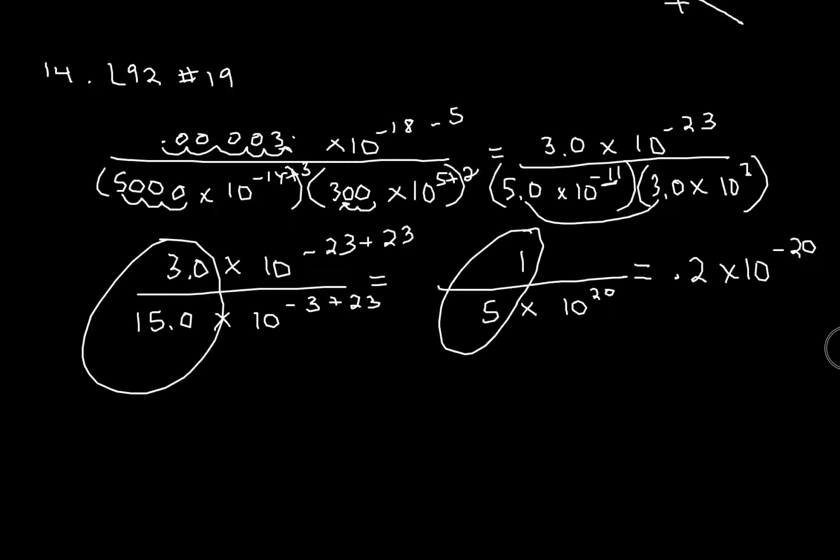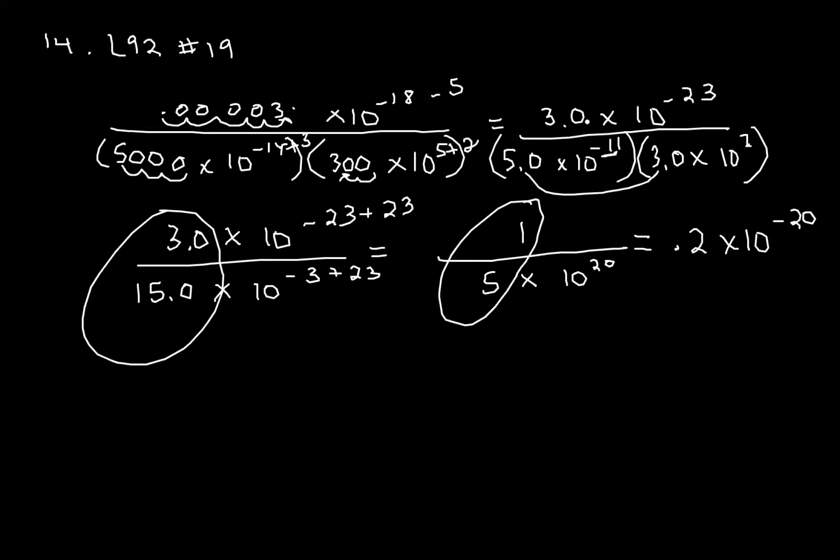Now, is it 1.5? 3 divided into 15. No, that should work because 3 times 5 is 15, and so 3 goes into 15. Okay, now we have to move it over 2 places, so we get 2.0 times 10. We moved it to the right, so we subtract 2, to the negative 22. All right, so there we go. All right, let's keep going.